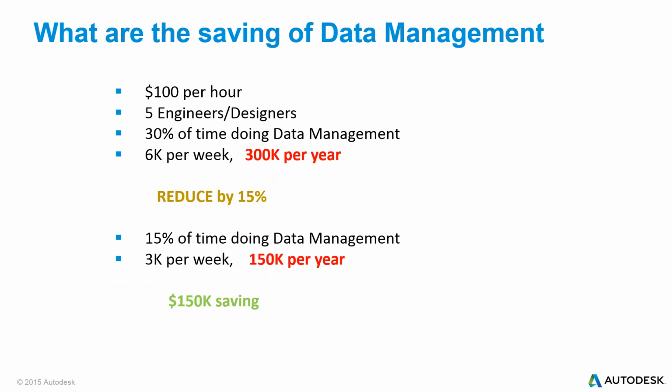So this is a key one for me. If we were to just take an example of 5 designers and engineers at $100 an hour, and if we said 30% of the time was doing data management, when in actual fact it's probably more, like 50 or 60, and I've averaged this out, it's about $300K a year that they're spending just doing this data management at 30%. So if we were to implement Vault to reduce that by 15% through find, reuse, and collaboration, just look at it. You're saving 150K in that first year, and that's just an example.